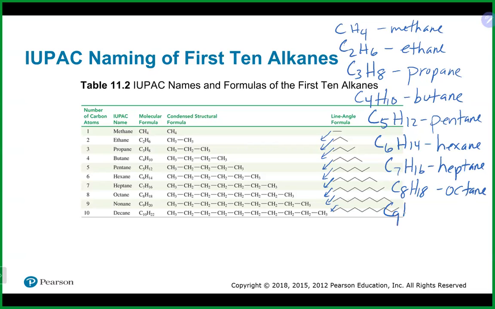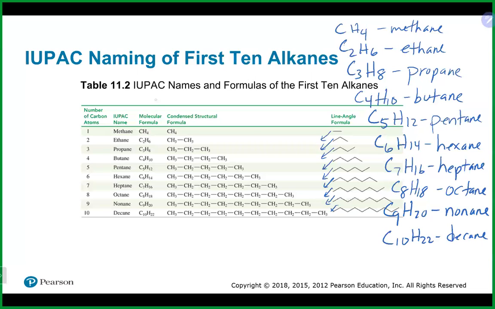9 would give us 20 hydrogens, which would be nonane. And lastly, 10 would give us 22 hydrogens, which is decane. So these first 10 names here, you should definitely know, and the formulas.